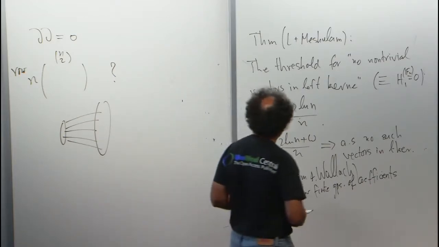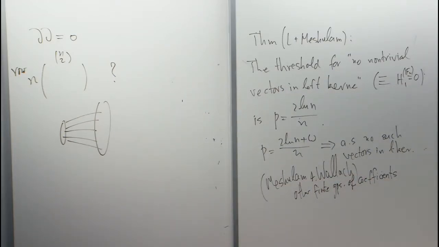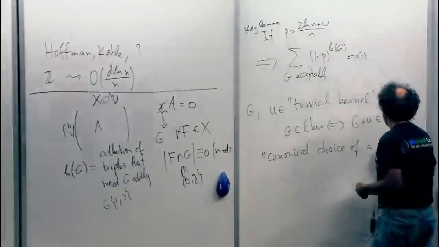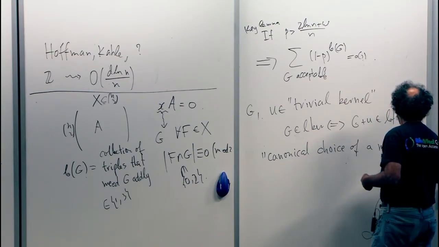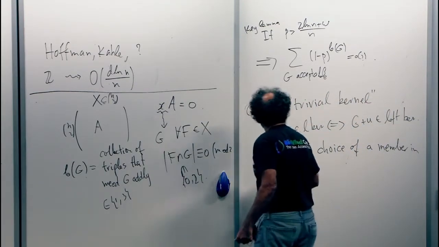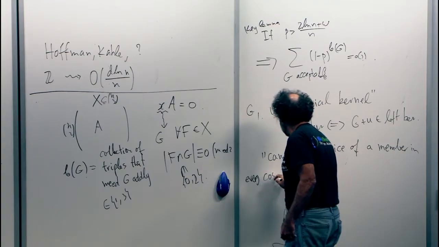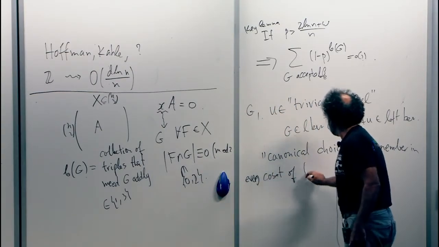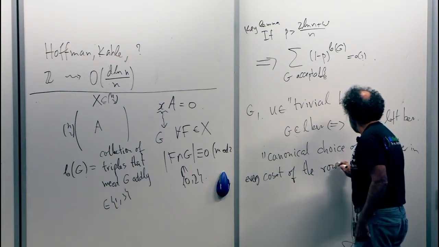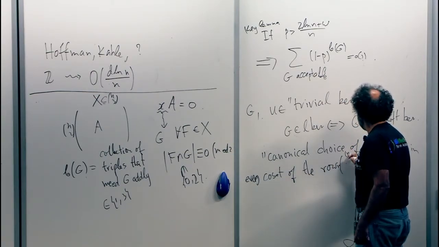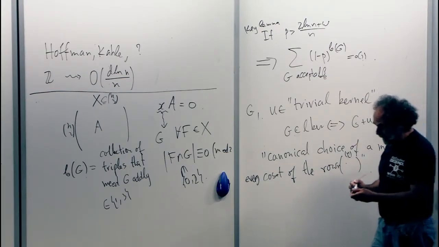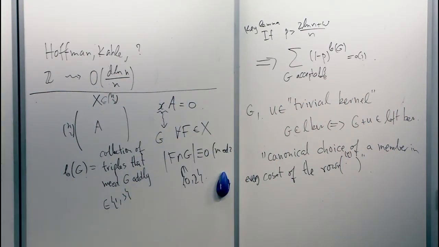So these are my trivial vectors. And so now this allows me to select what I want, a canonical choice of a member in every coset of the row space of this matrix. This is what I need to do. So the choice is really very simple.